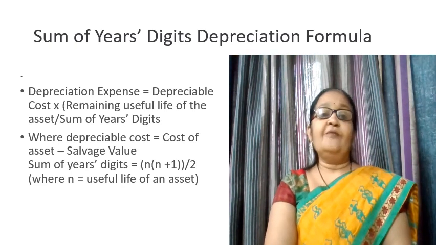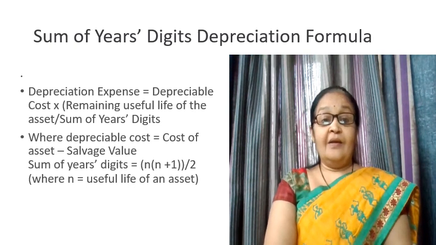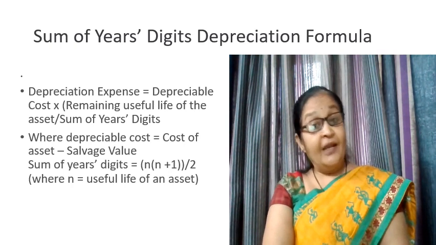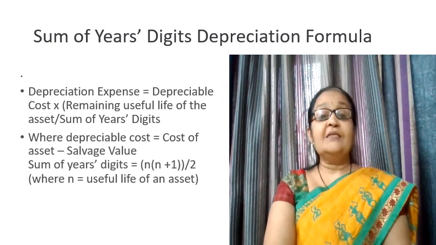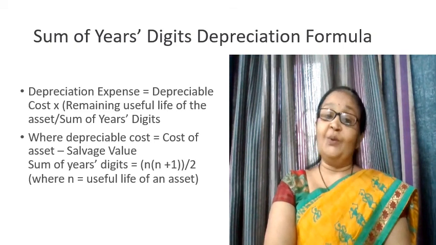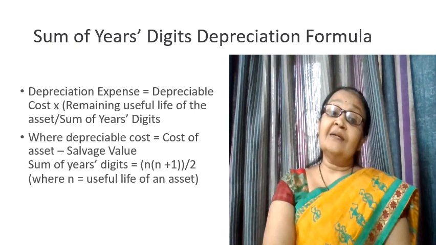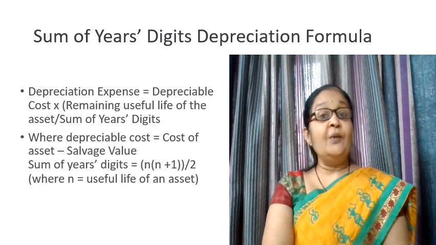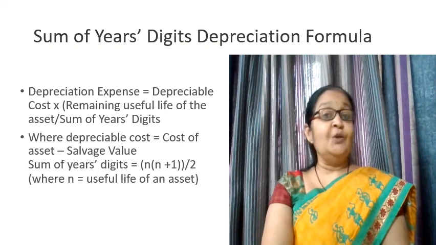So here is the formula of sum of years digits depreciation. Depreciation expense is equal to depreciable cost into, in brackets, remaining useful life of the asset divided by sum of years digits, where depreciable cost is equal to cost of the asset minus salvage value. Sum of years digits can be calculated by using a formula, that is n into n plus 1 divided by 2, where n is the useful life.